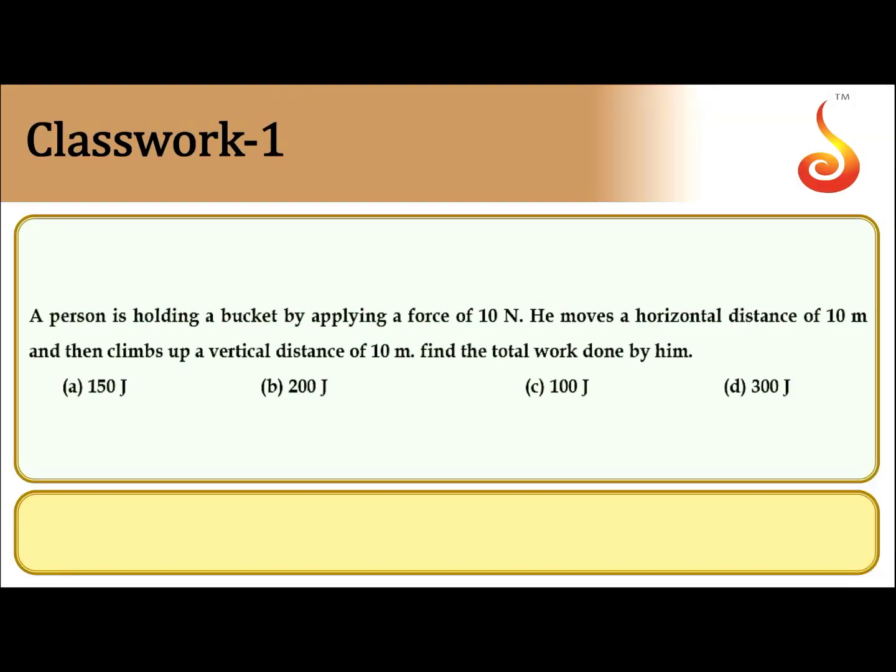Example 1. A person is holding a bucket by applying a force of 10 Newton. He moves a horizontal distance of 10 meter and then climbs up a vertical distance of 10 meter. Find the total work done by him. So the two journeys are like this. First he travels along this direction covering a distance of 10 meter, and then he covers this vertical distance of 10 meter. Find the total work done by him.